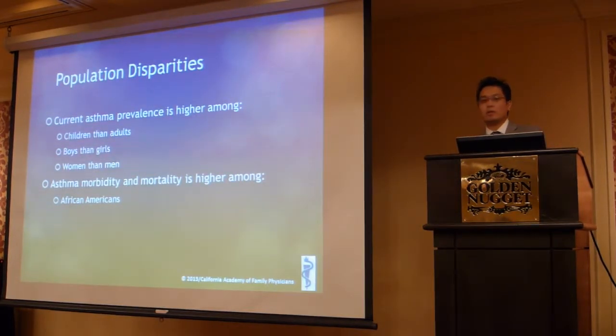There are some population disparities. You saw children are affected more than adults. In children, boys are affected more than girls, but in adults, women are affected more than men. And then African Americans, in terms of morbidity and mortality, have a higher risk.